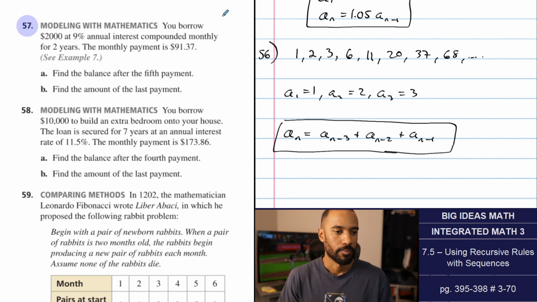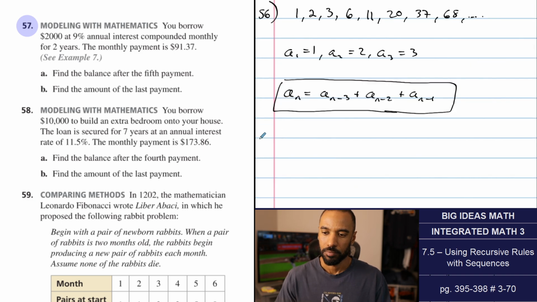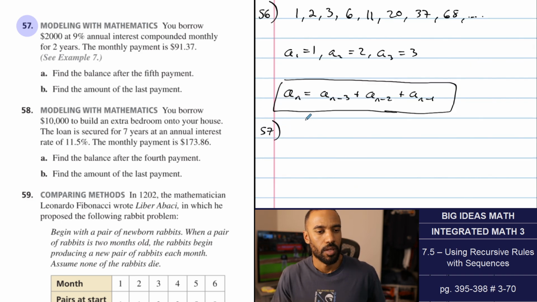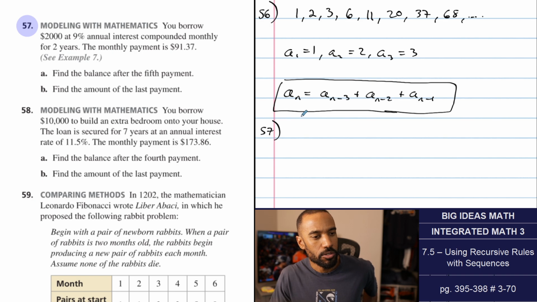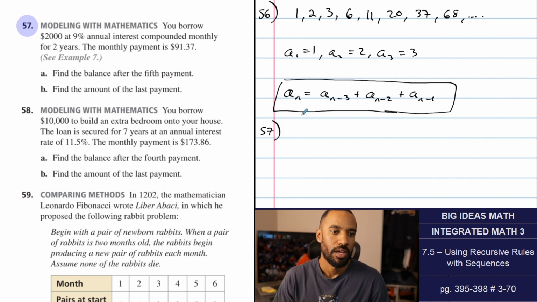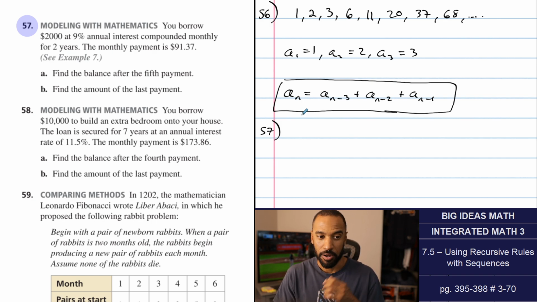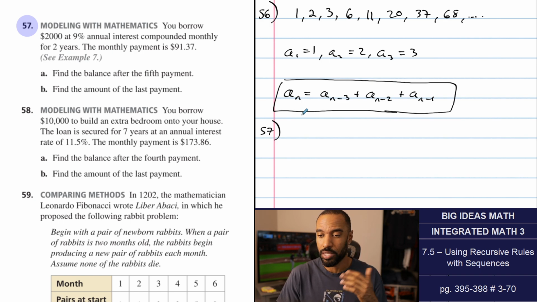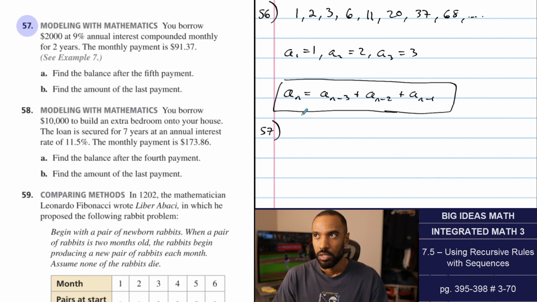Okay. Number 57. Modeling with mathematics. You borrow $2,000 at 9% annual interest compounded monthly for 2 years. The monthly payment is $91.37. Find the balance after the fifth payment. Find the amount of the last payment. Okay, now there was an example on this. They even say see example 7. So we can kind of model after it a little bit, especially given that they use a spreadsheet.